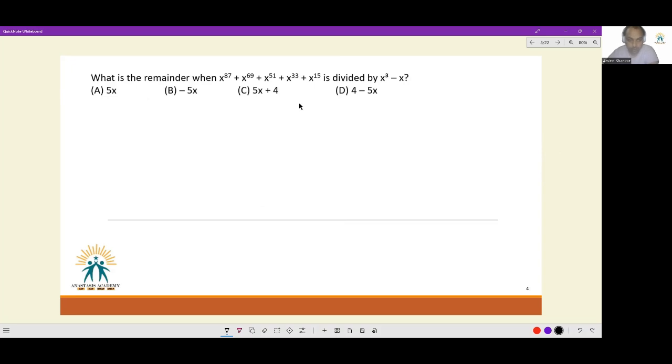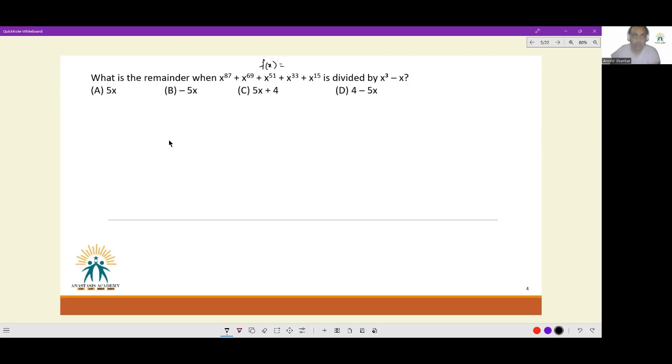Okay. Next question. What is the remainder when x raised to the power 87 plus x raised to the power 69 plus x raised to the power 51 plus x raised to the power 33 plus x raised to the power 15 is divided by x cube minus x? Okay. According to the remainder rule, product rule, whatever we choose to call it, let's call this fx.